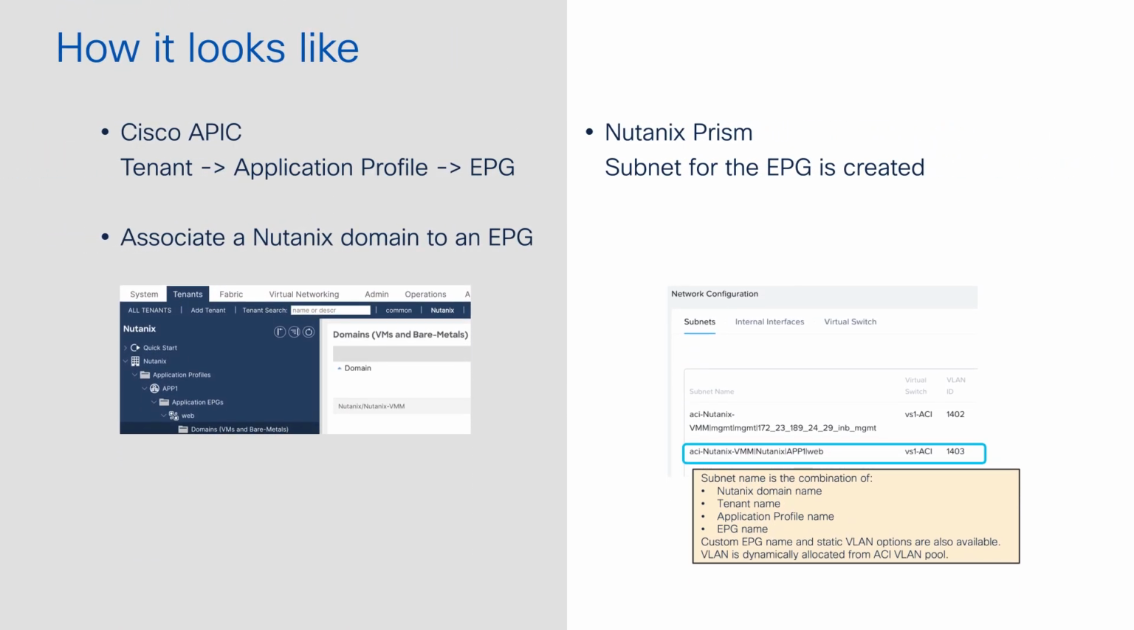On Cisco APIC, we associate a Nutanix VMM domain to an EPG, which will create a subnet for the EPG. The subnet name is based on the combination of Nutanix domain name, tenant name, application profile name and EPG name. That said, custom EPG name is also an option. It's VLAN based. A VLAN ID is dynamically or statically allocated by ACI.